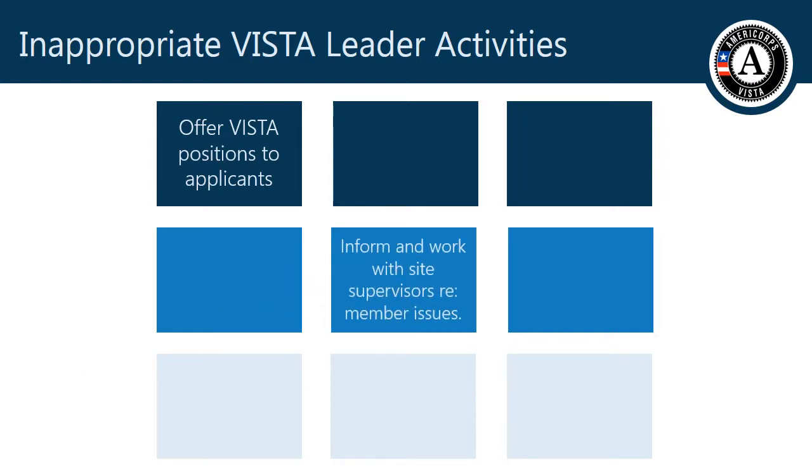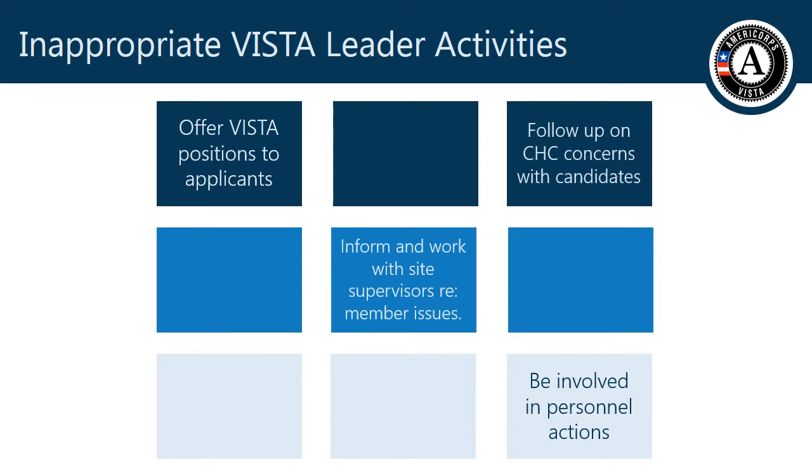Working directly with VISTA site supervisors related to member issues. VISTA leaders should only work with members when they want to report an issue. After that, the VISTA leader must inform the project director, who will work with the supervisor to resolve the problem. Being involved in any personal action, such as reprimanding a VISTA member or requesting the removal of a VISTA member. Following up on any criminal history check related issue with an applicant or candidate.